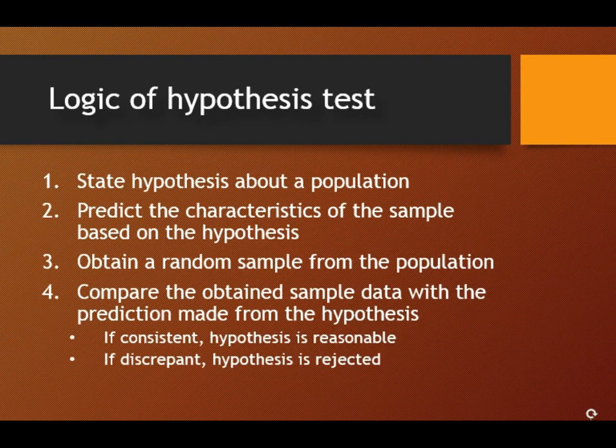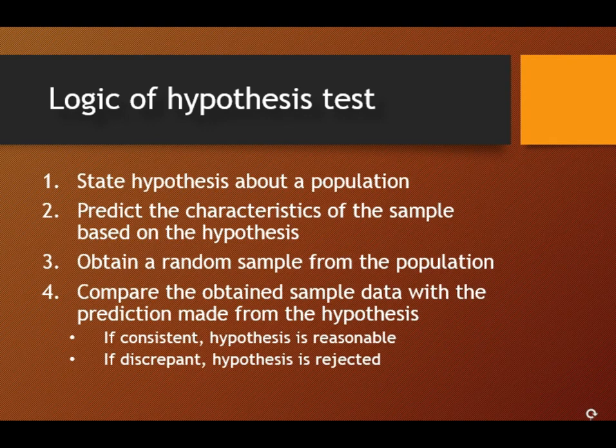Hypothesis testing is a four-step process. We're usually concerned about a population parameter, so step 1 is to state the hypothesis about a population. Step 2 is predict the characteristics of the sample based on the hypothesis. Let's say that an American adult gains an average of 7 pounds between Thanksgiving and New Year's Day. We would predict that a sample taken from this population would have a mean of 7 pounds.